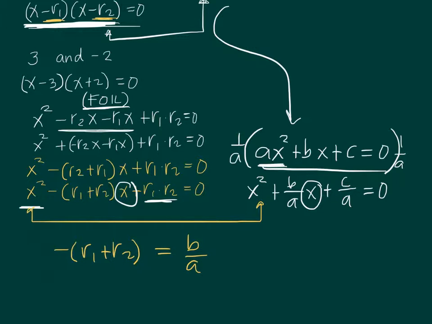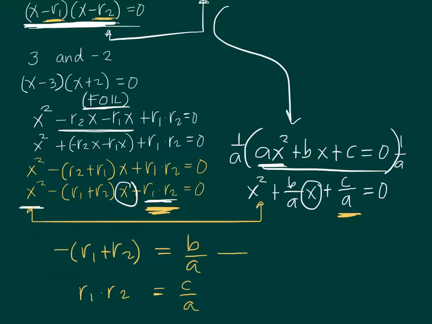And at the same time, the product r1 times r2, the constant from this equation, must be equivalent to the constant of the other equation. So they must be equal. So this is c over a.